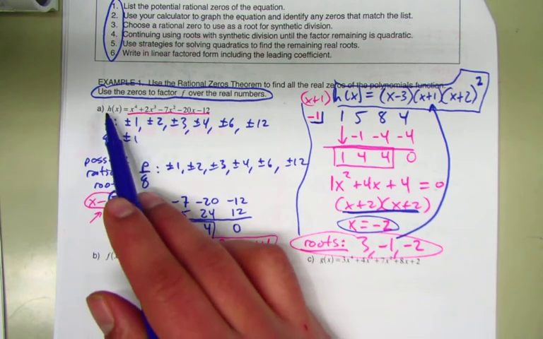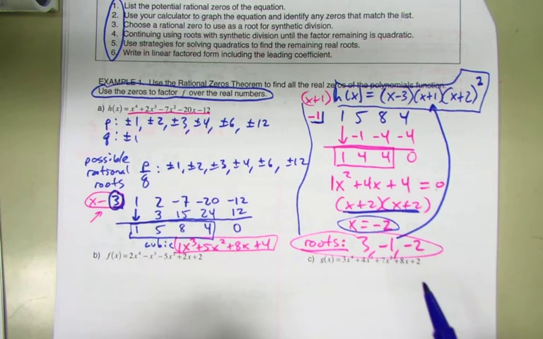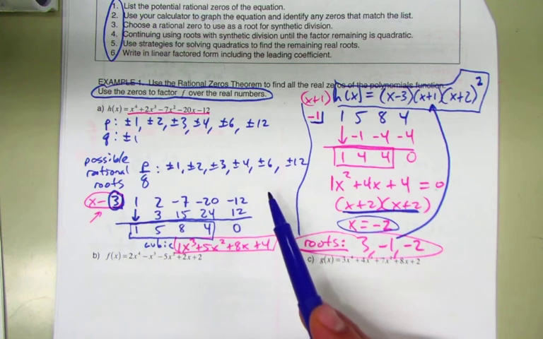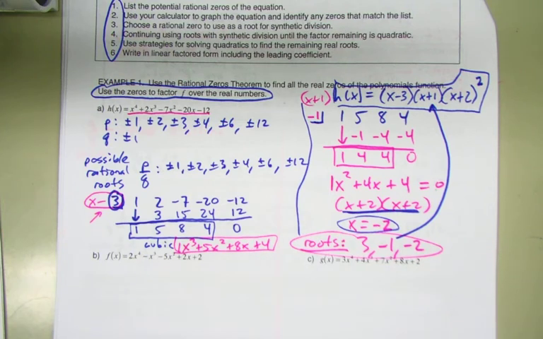So look, if this were a test question, I would expect you to have exactly what I have here. Maybe not in this order, but you would have listed your P's and Q's, told me what the possible roots are, and then tested a root right away that has a 0 remainder, because we're using the calculator to help us.